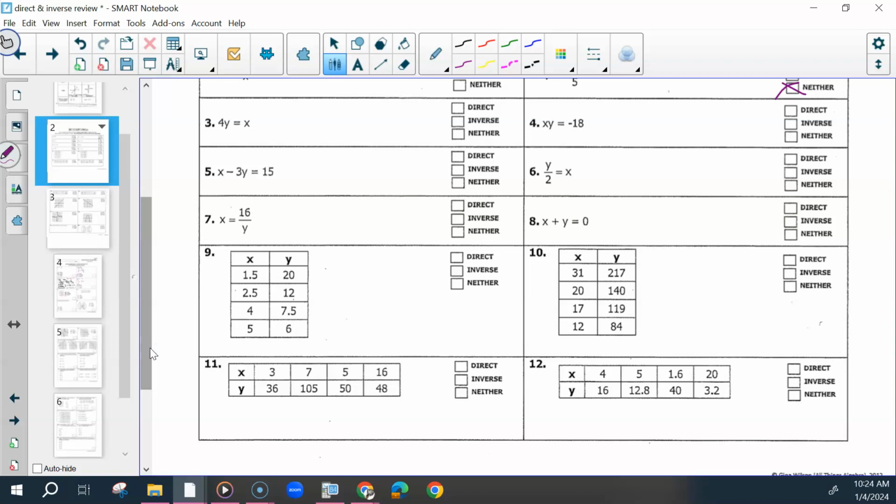So number 7 does not look like any of our formats, the equation formats or how we find k. So we can solve this for y by doing what? Multiplying both sides by y. Now when I do that, I have xy equals 16. Does that look like one of our formats? Yeah, inverse. Now, if you still weren't sure, you could keep solving for y and divide both sides by x.